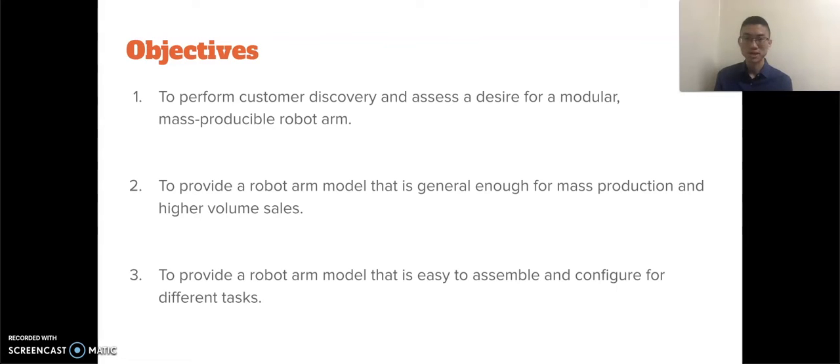With this background information in mind, there were three objectives of the project. The first was to perform customer discovery and to assess a desire for a modular, mass-producible robot arm. The second was to design a robot arm model that is general enough for mass production and higher volume sales. And last but not least was to provide a robot arm model that is easy to assemble and to configure for different tasks.